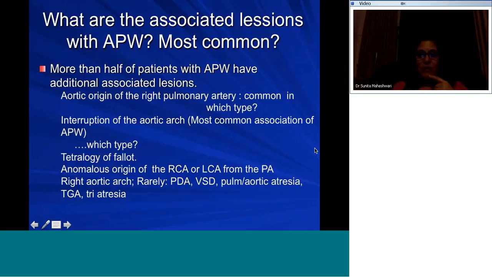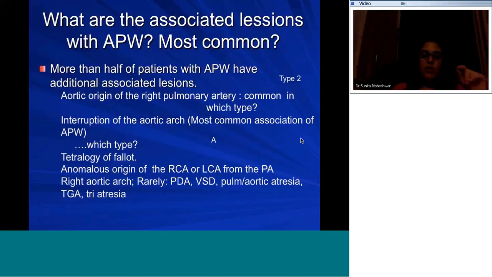Type A or type B? So which is the type of interrupted aortic arch you get with truncus? Type B. Type B is the one that is associated with DiGeorge and with conotruncal anomalies. Here you get type A. And remember that this interrupted aortic arch is the most common association of AP window.